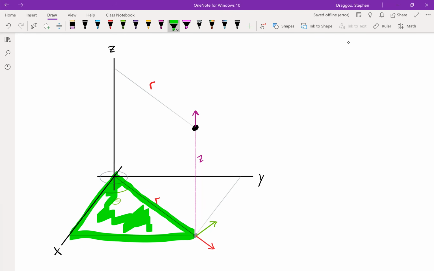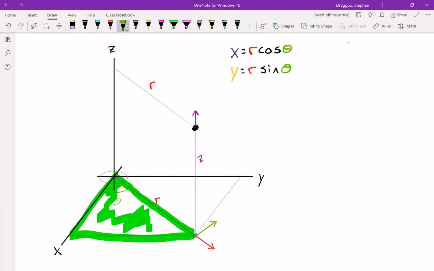So in that triangle, x is the adjacent side while r is the hypotenuse, which gives us the equation x equals r cosine theta, just like we would have in polar coordinates. Same thing, if we continue looking at that highlighted green triangle, then we get that y is equal to r sine theta, since y is the opposite side of that triangle, and r, of course, is still the hypotenuse.